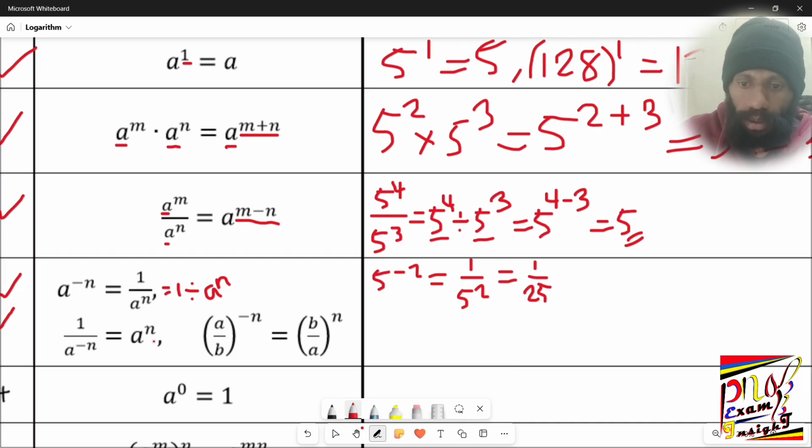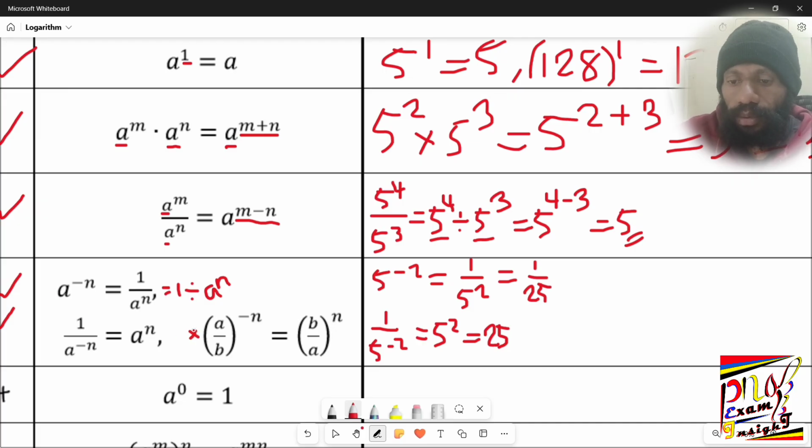Now, for the other case, we have 1 over a to the negative power n. To express that as a positive index, we write a to the power n, but without the negative sign, can you see? That's how you write it. For instance, same example as above, but now we write 1 over 5 to the power negative 2, which then equals 5 to the power 2. And we know that 5 squared is 25.